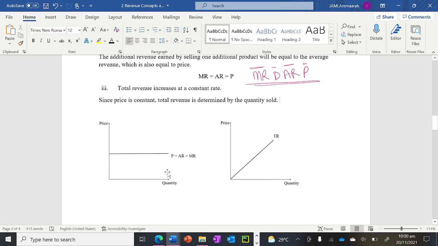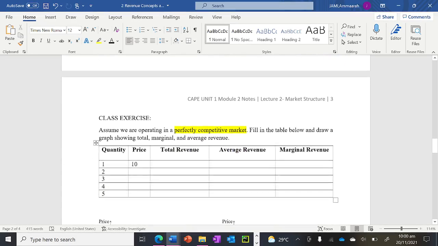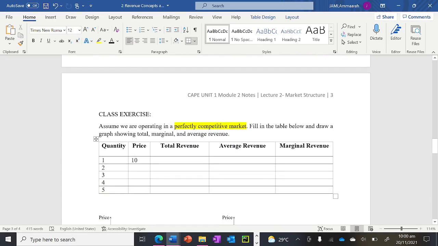Good. So what would this price be then? It'll be 10. And it would just keep being 10 because we're operating in a perfectly competitive market. So the price would be a fixed price. Yes. Okay.